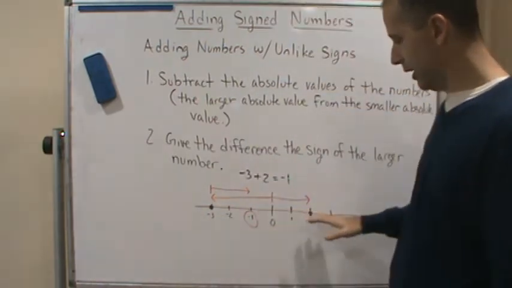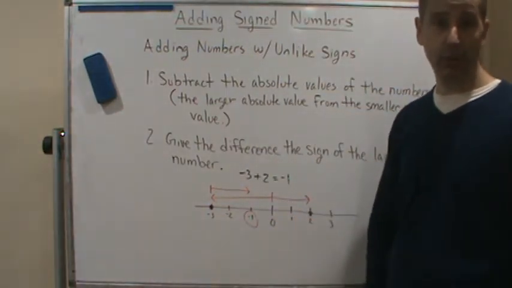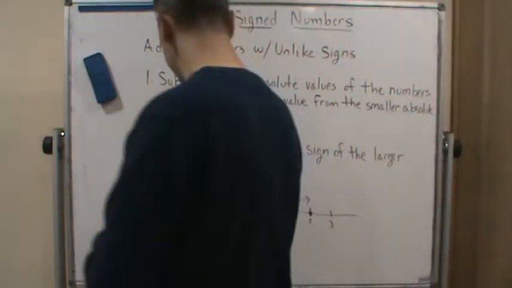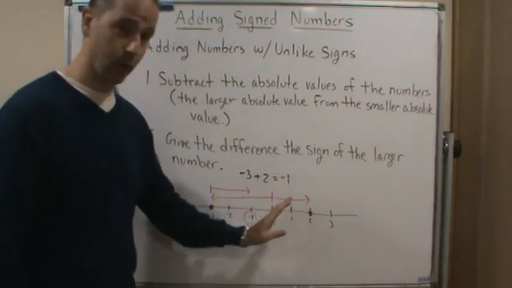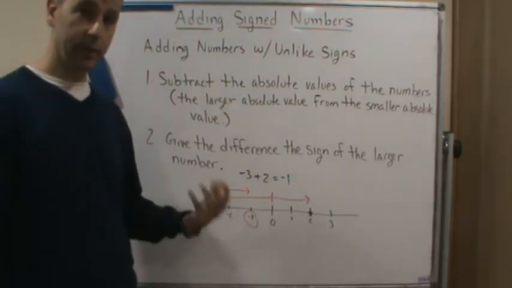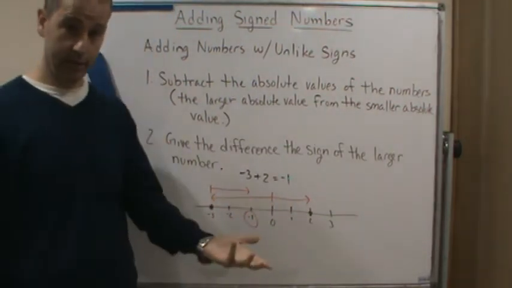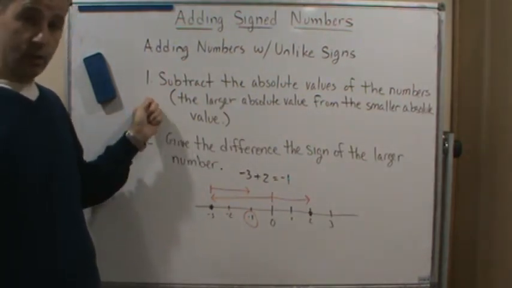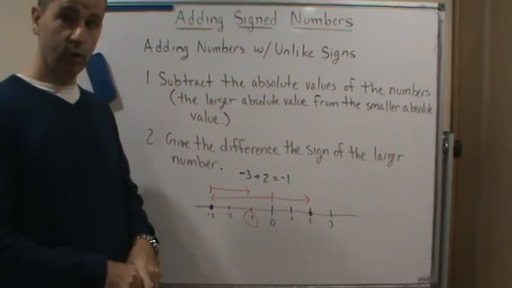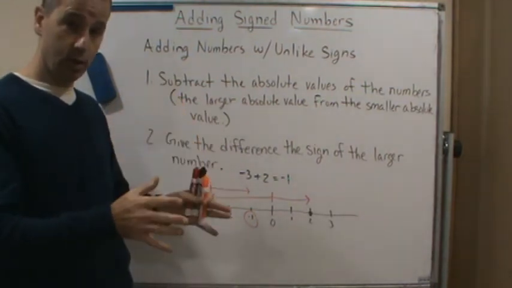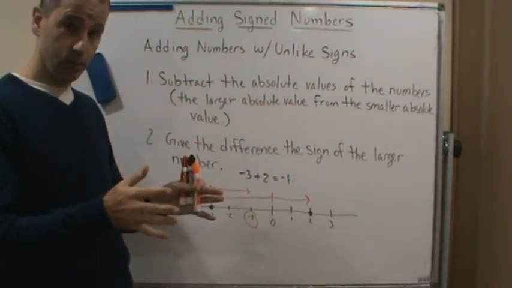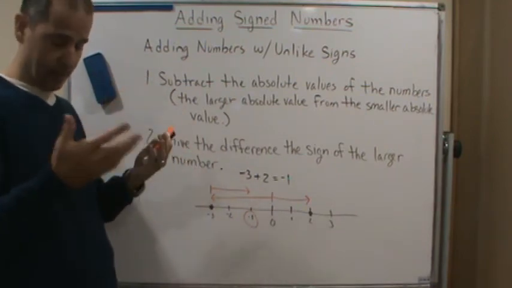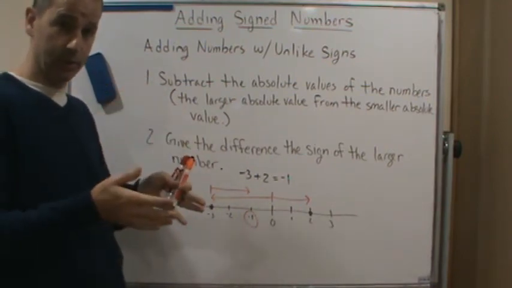But the arrows are also a nice visual, okay? But that brings us to the steps, right? So in general, this works for adding numbers with opposite signs or unlike signs. So all you do is you take the numbers and you ignore the signs, right? So you just make them both positive. So you take the absolute value of the numbers.